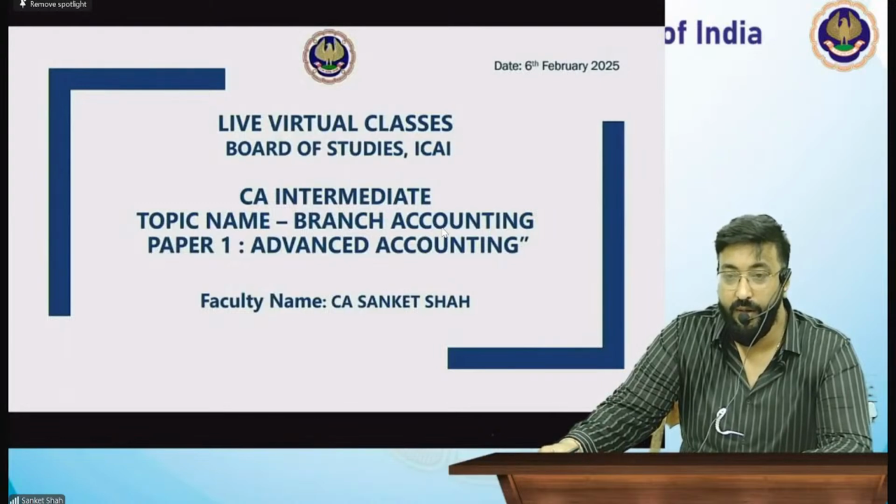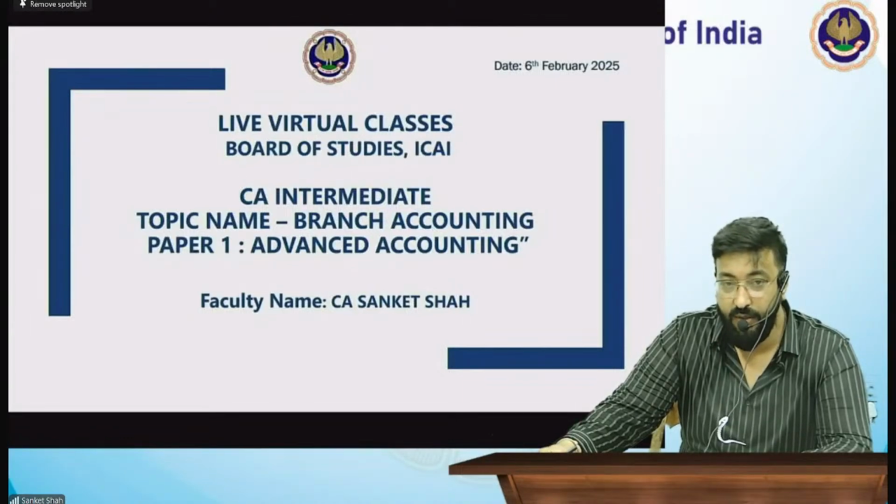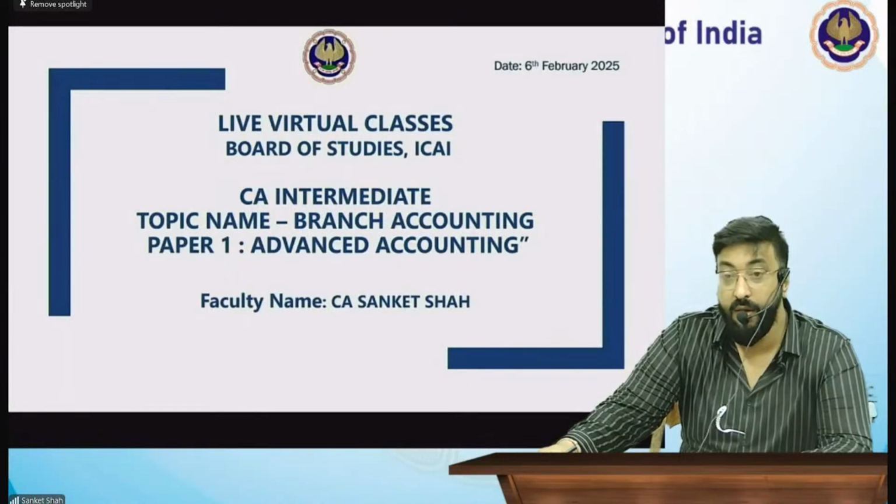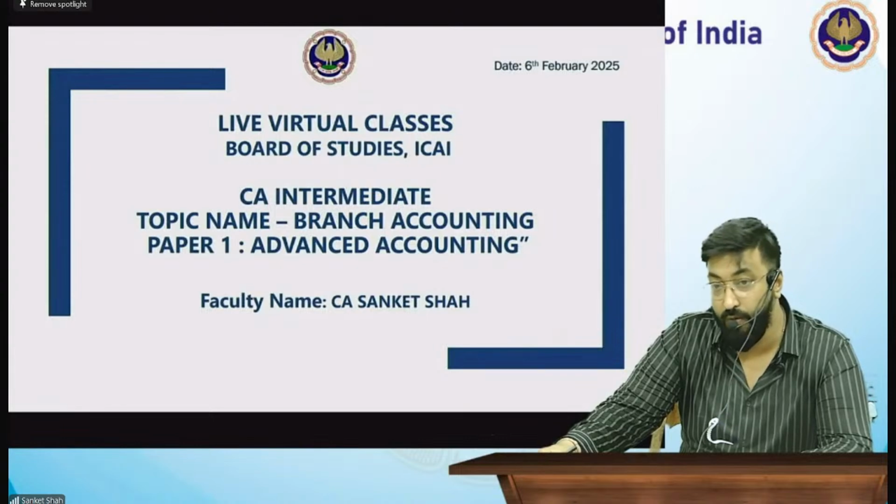We have completed the dependent branch yesterday, and we started with the independent branch. In the independent branch, we have seen the columnar P&L and columnar balance sheet, and now we are going to start with the fresh part, that is the complete and partial trial balance if we transfer it to head office.